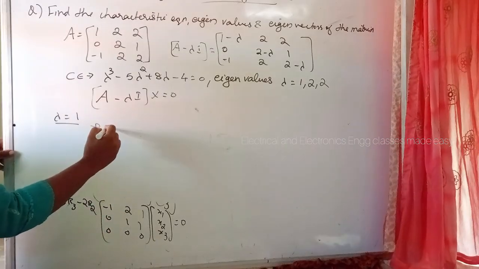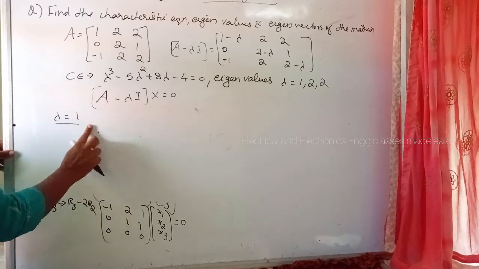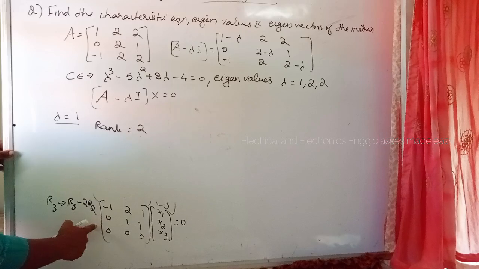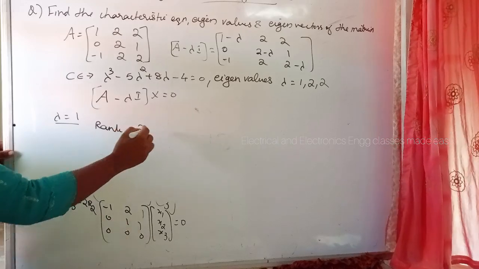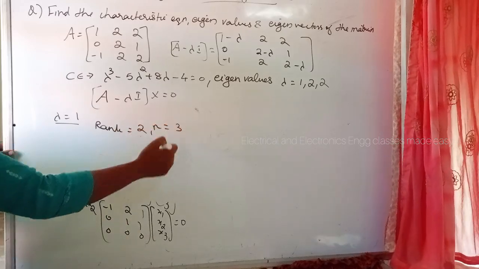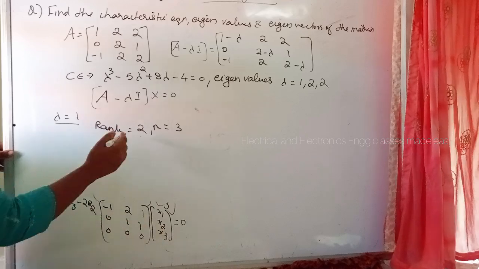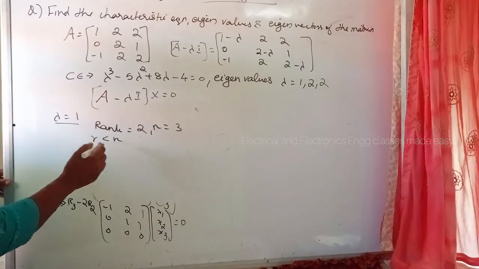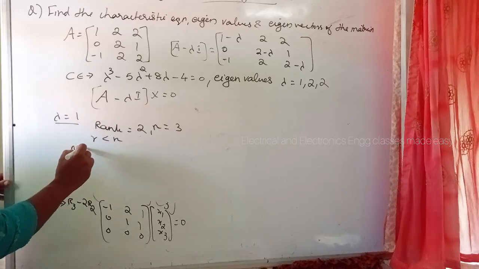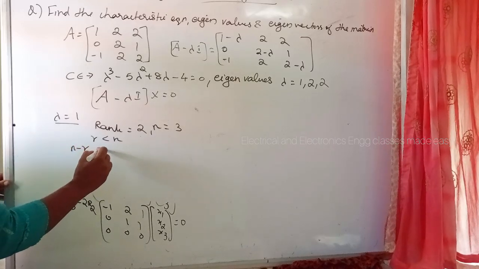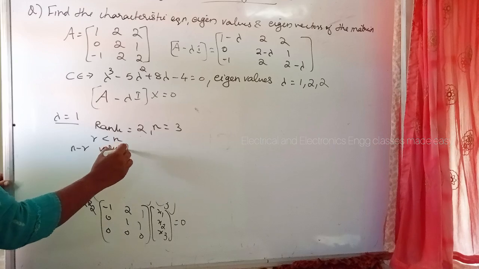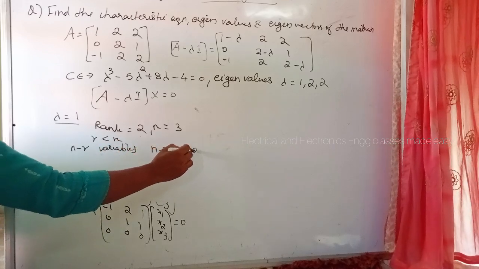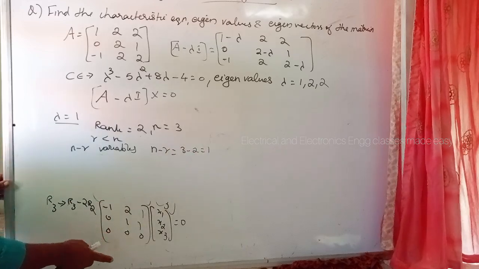So here we can write rank equal to 2. Then what is the number of unknowns? Number of unknowns equal to 3, x1, x2, x3. So here r is less than n. So here we have to assume values for n minus r variables. That is n minus r equal to 3 minus 2, that is one variable for which we have to assume a value.